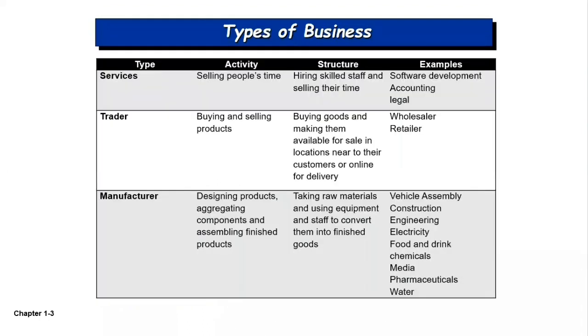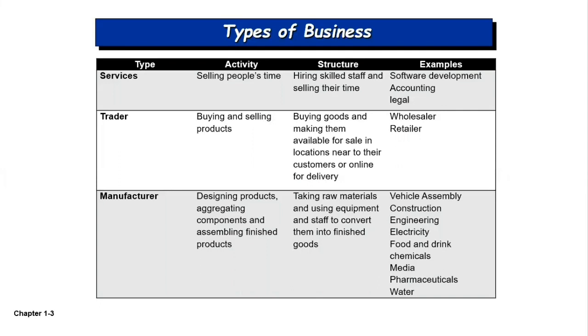Okay, and the types of businesses are the services or trade. Number 2 is trader or merchandising. Number 3 is manufacturing, or if you are a manufacturer. Sometimes you call it trader or trading for merchandising. For services, the activity is actually we are selling people's time. It's more on labor. So we hire the skilled staff and sell their time. So examples are, syempre, wag na tayo lumayo, the accounting, the legal, and the software development.